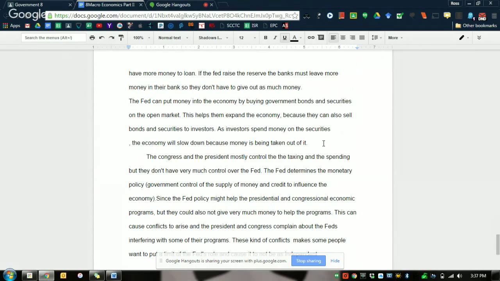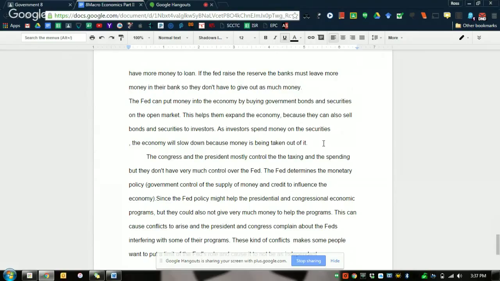The Fed can also put money back in the economy by buying security bonds, government bonds and securities on the open market. And open market is a place that exists where anybody and everybody can buy securities. And that includes citizens of foreign countries, citizens of the United States. That includes agencies of the United States itself, other foreign countries as themselves. Anybody and everybody can go there and buy bonds and securities. And this can really help expand the economy because buying and selling bonds and securities to investors gives the government that small loan that they are looking for.